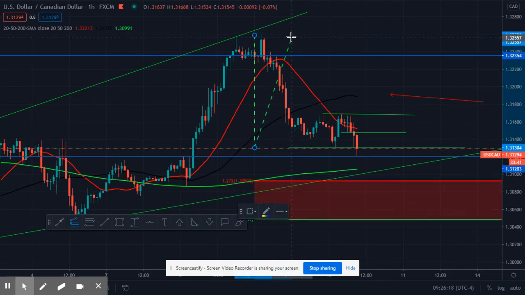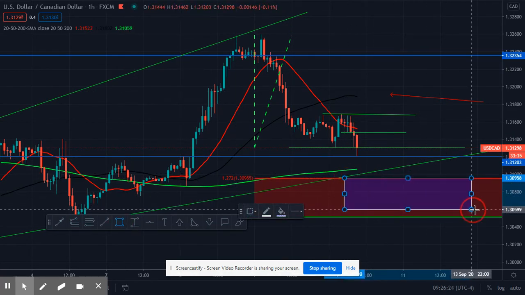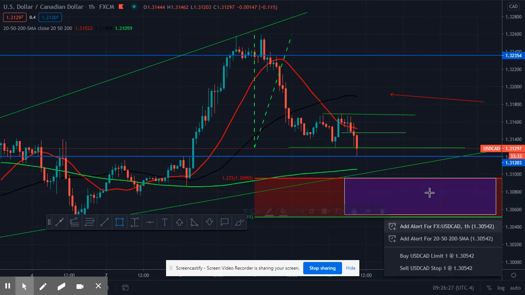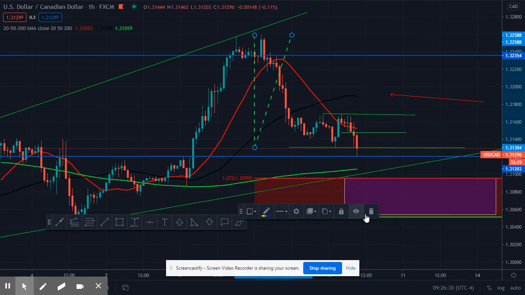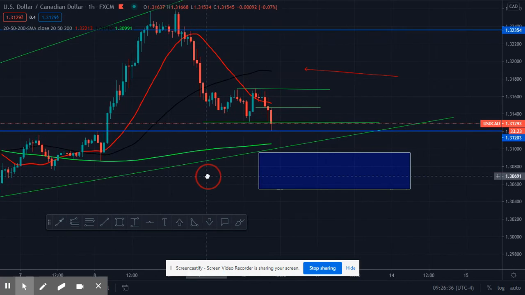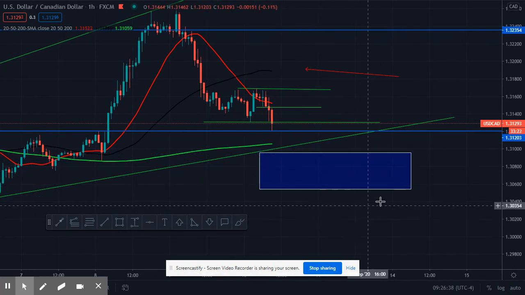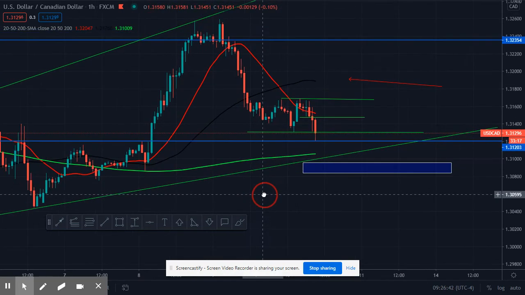All right. So I'm looking for price to possibly come back up, maybe into this area. All right. So the 39.55 area is where we think price possibly could come to. Right there.